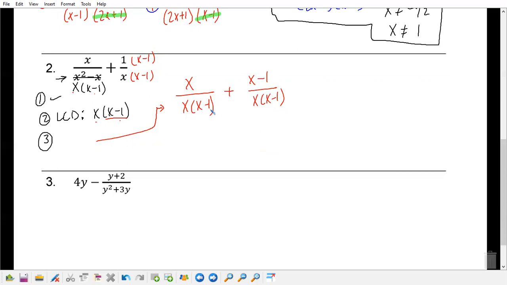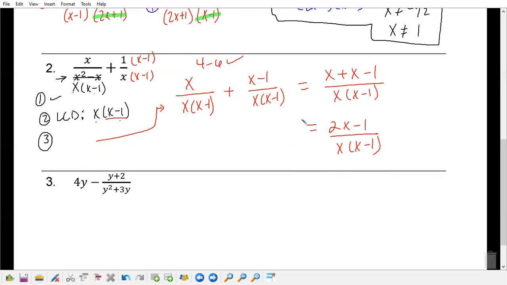Okay? Remember, when you're adding and subtracting, you do not go x times x or x plus x. There, your job is done. So now you're going to focus on solving. So 4 through 6, I'm going to add. So I have x plus x minus 1 over my LCD. This equals 2x minus 1 over x times x minus 1. So 4 through 6 is done.